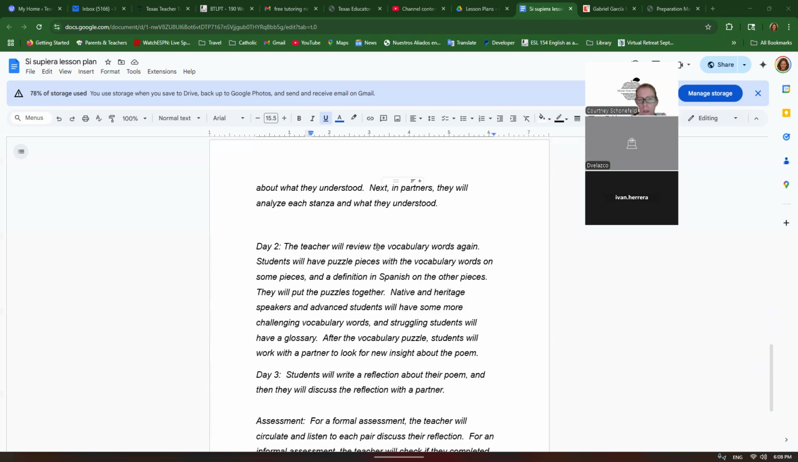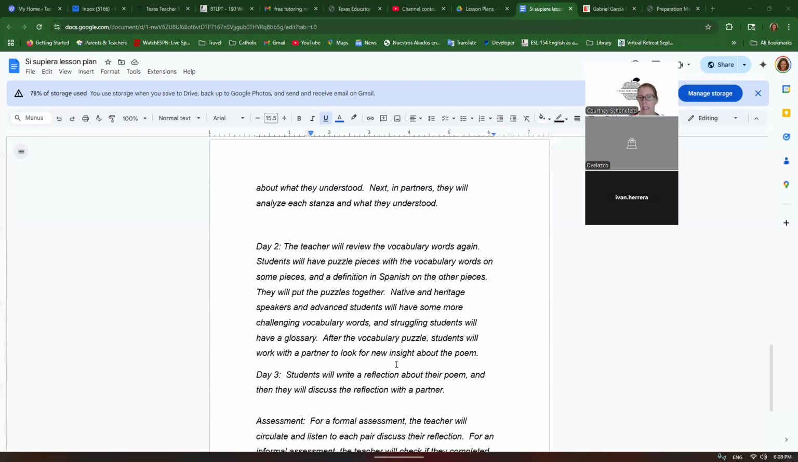Day 2, the teacher will review the vocabulary words again. Students will have puzzle pieces with the vocabulary words on some pieces and a definition in Spanish on the other pieces. They will put the puzzles together. Native and heritage speakers and advanced students will have some more challenging vocabulary words, and struggling students will have a glossary. So I'm differentiating instruction. I'm meeting the needs of different learners. After the vocabulary puzzle, students will work with a partner to look for new insight about the poem. So again, they're discussing the poem, which is our objective.